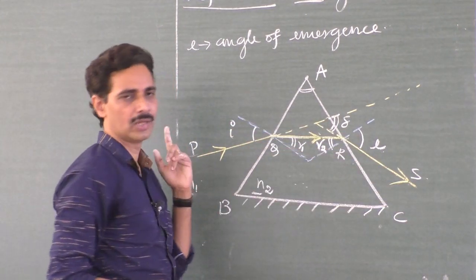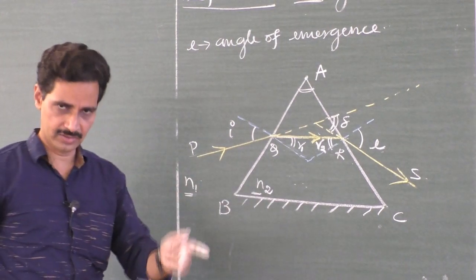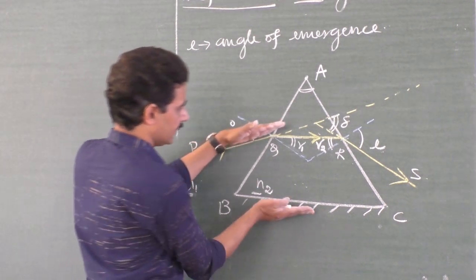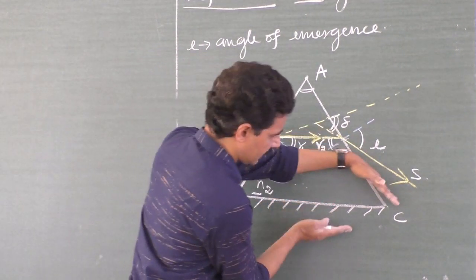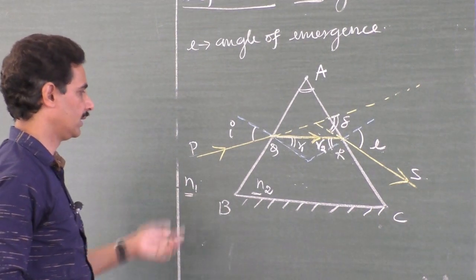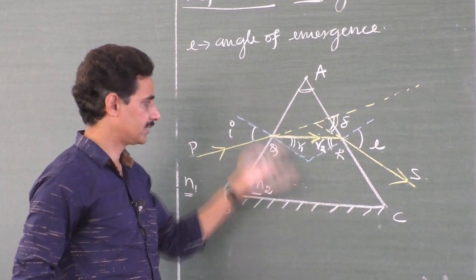And here one thing you can observe, that ray always bends towards the base. Wherever it undergoes refraction, its bending is always towards the base. First bending towards the base, second bending towards the base. So ray of light incident on a prism at some angle keeps on bending towards the base. It bends towards the base.